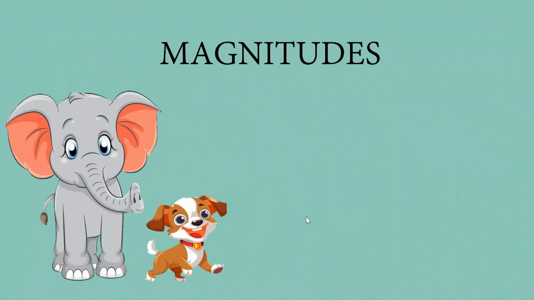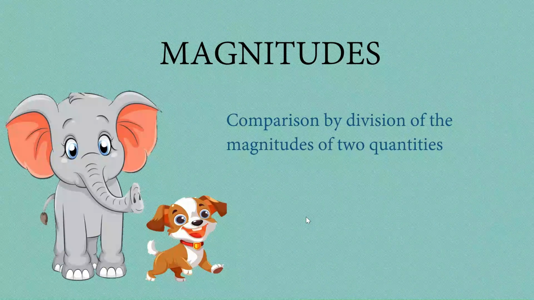But when the magnitudes we want to compare are not closer to each other, consider the height of an elephant to a height of a dog. The values won't be closer. In such a case, we divide these magnitudes and do the comparison. We may say elephant is 4 times taller than the dog.